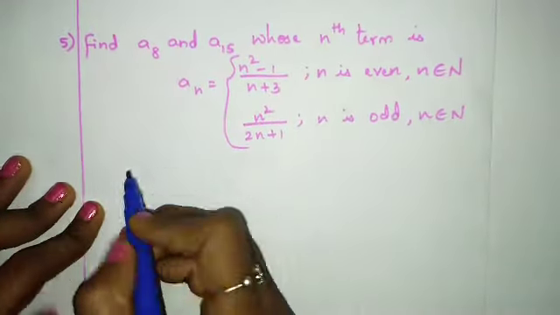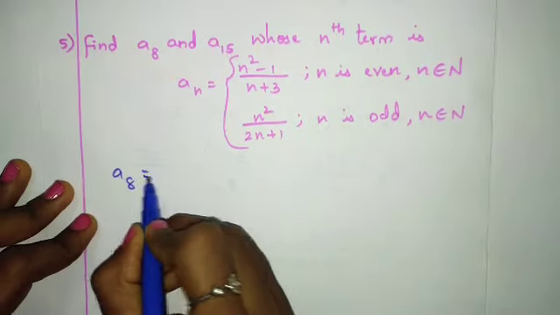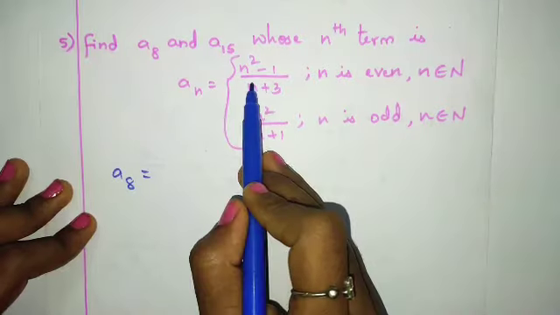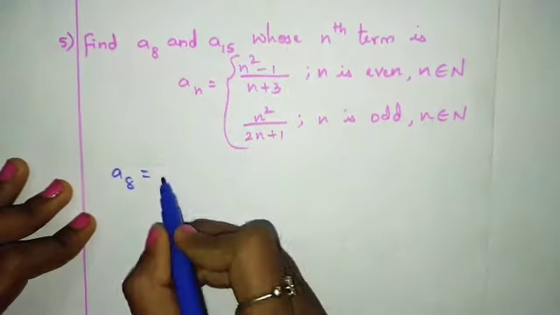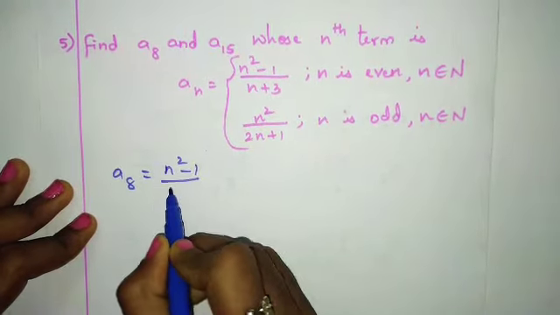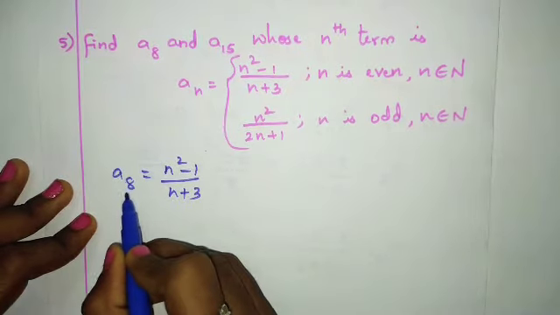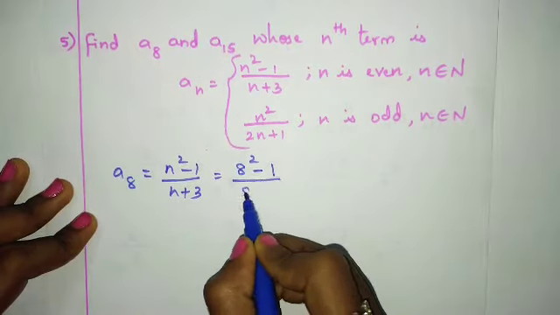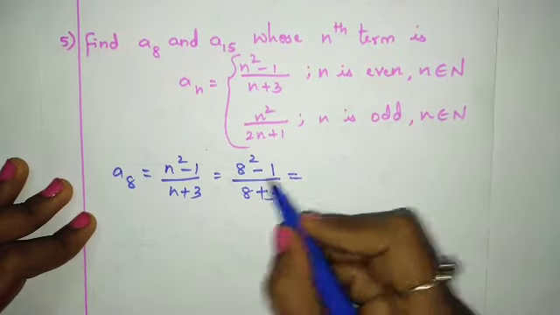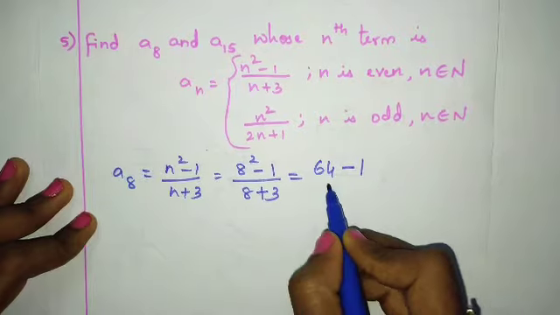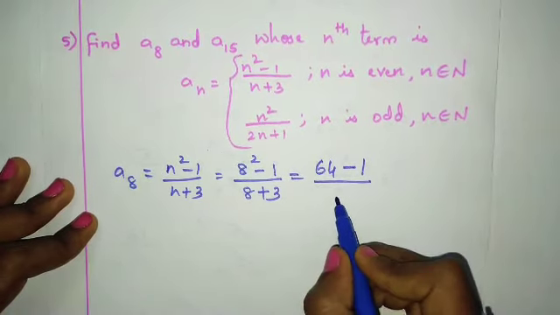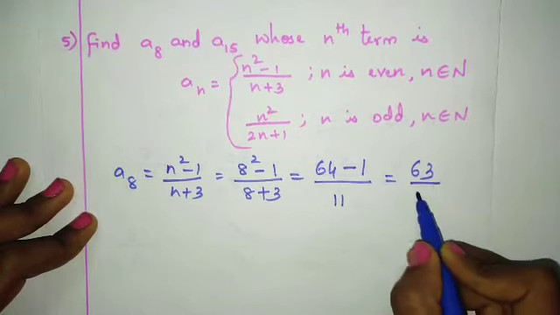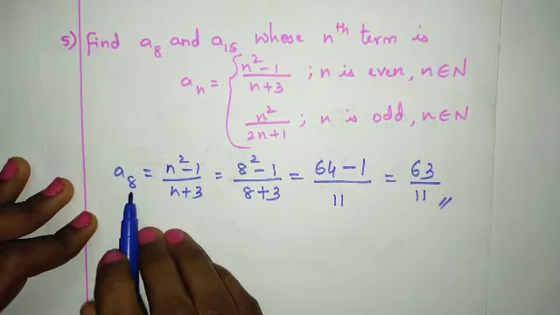So first we'll take a8. a8 is an even number, correct? So select the even function, that is n square minus 1 divided by n plus 3. Wherever you have n, substitute 8. 8 square minus 1 divided by 8 plus 3. 8 square is 64, minus 1, divided by 8 plus 3 which is 11. 64 minus 1 is 63, so 63 divided by 11 is your a8.